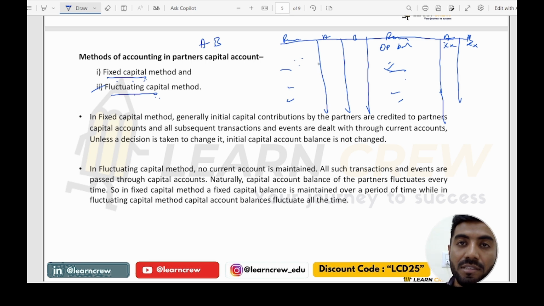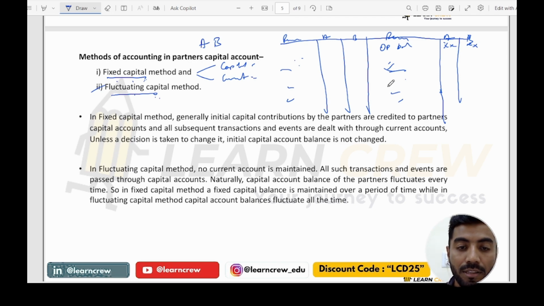But all the transactions which have occurred during the year will be taken out of the partner's current account. So here basically, the fixed capital method will have two accounts: partner's capital account and partner's current account. The capital account will only have a capital balance. The current account will have the rest of the transactions. Whereas in the fluctuating capital method, all the transactions will be maintained in one single account itself.